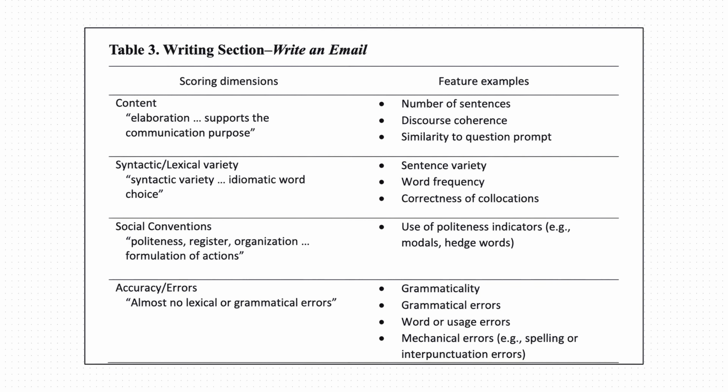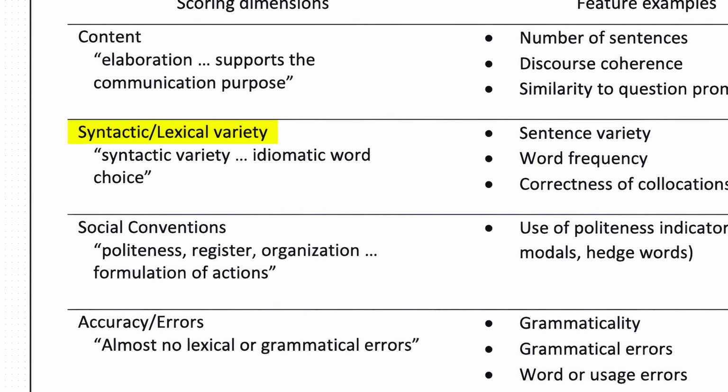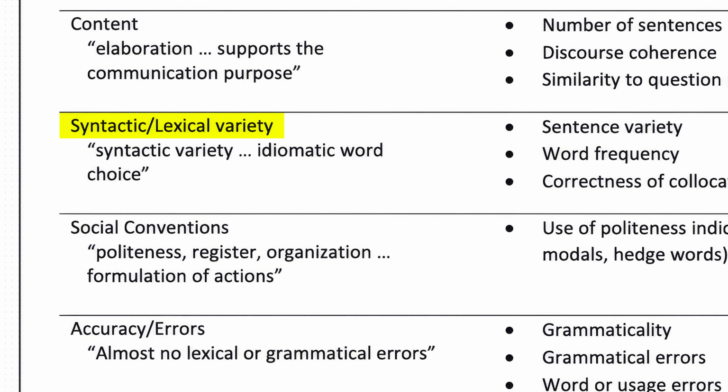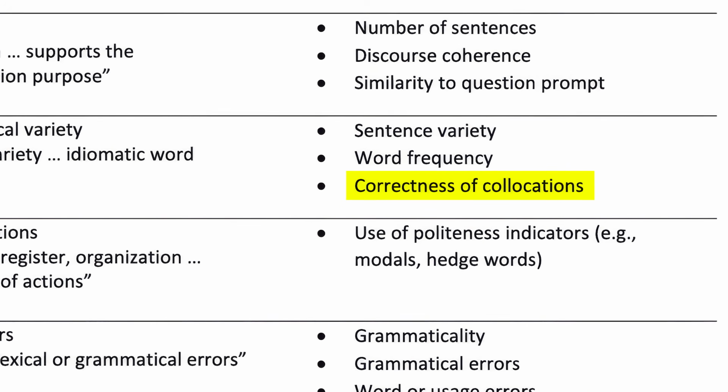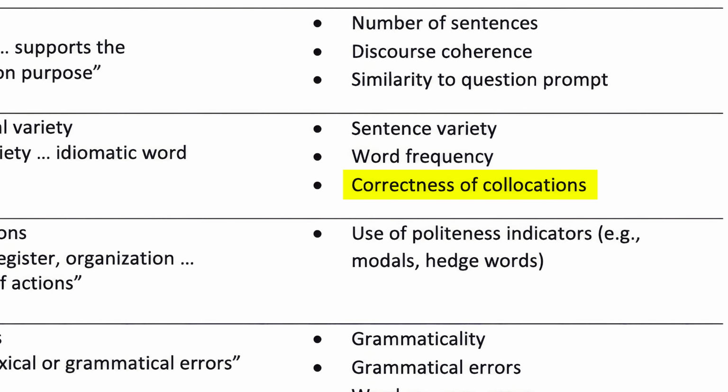So this is the grading criteria from ETS, the company that makes the TOEFL. And you can see here, they have something called syntactic and lexical variety. So that's a fancy way of saying proper vocabulary. And if you look at one of the components, it says correctness of collocations. So you might not know what a collocation is. That is what we're going to talk about together in this video right now.